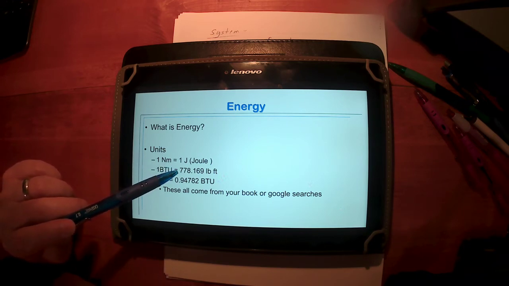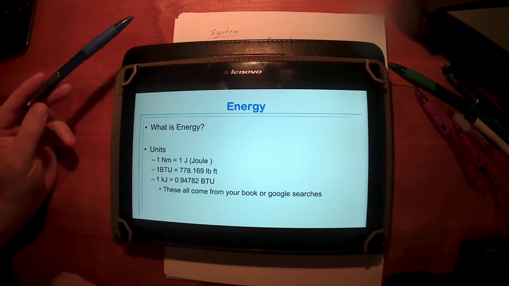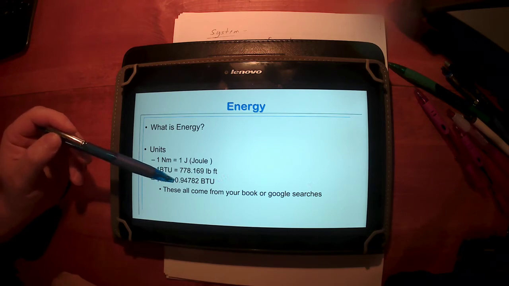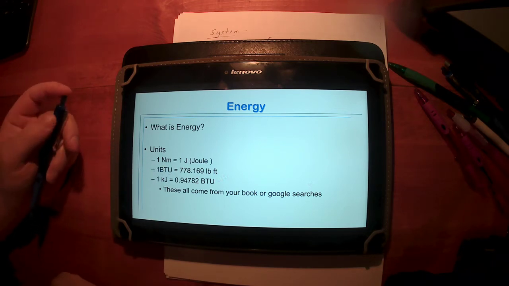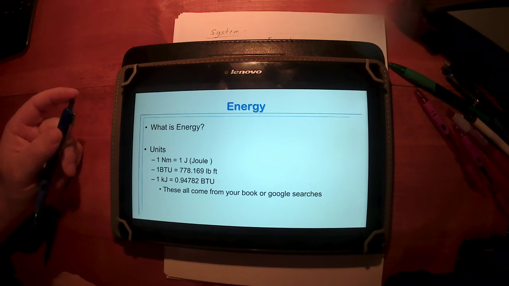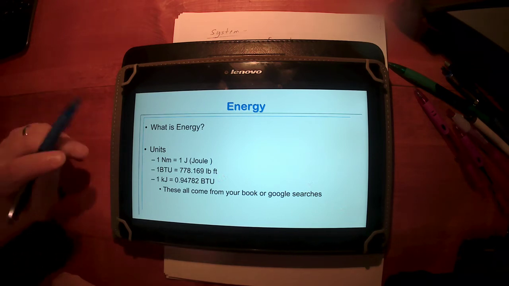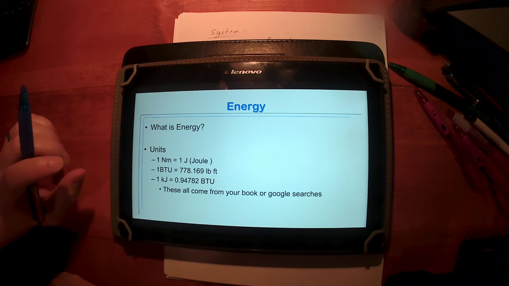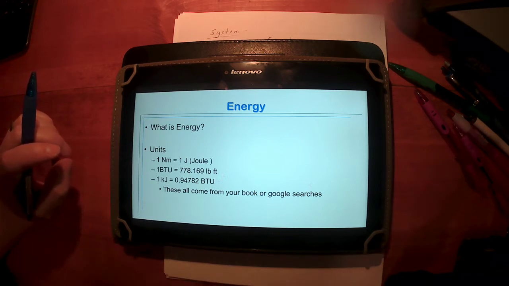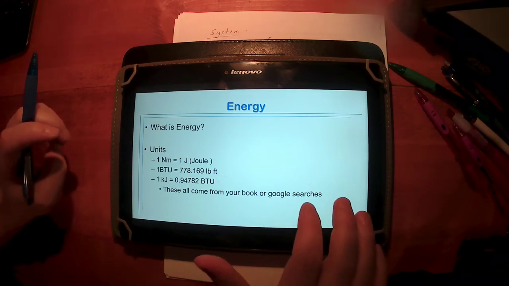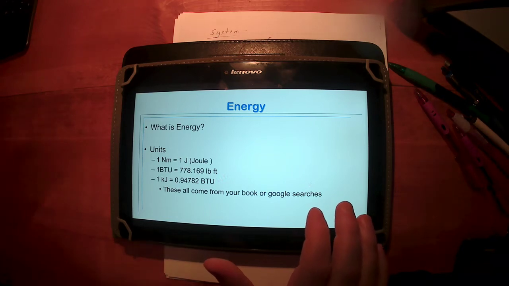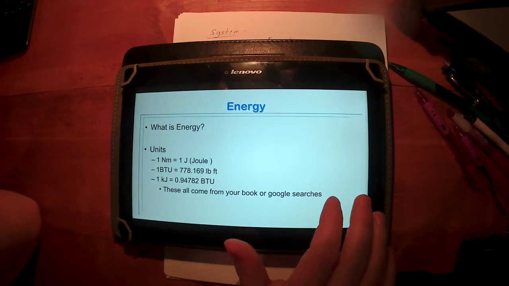1 BTU is about 778 pound-force feet. It's also just about 1 kilojoule. 1 kilojoule is about 95% of a BTU. So it's not exact, but they're pretty close. So, Google search, inside cover of your textbook has all the conversion factors you will need. Make sure you know where that is and how to get to it. I think I posted a PDF of that in Canvas for you.